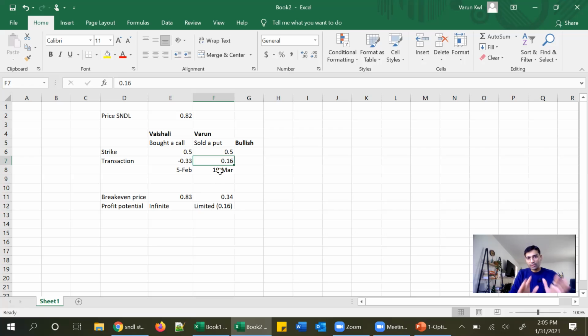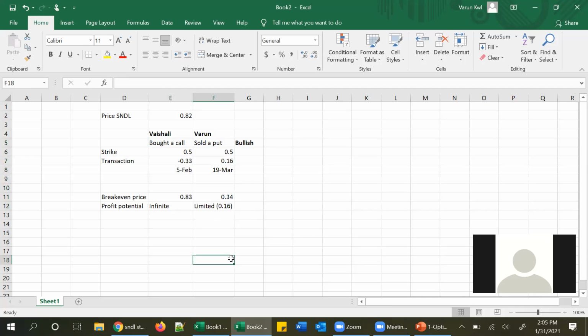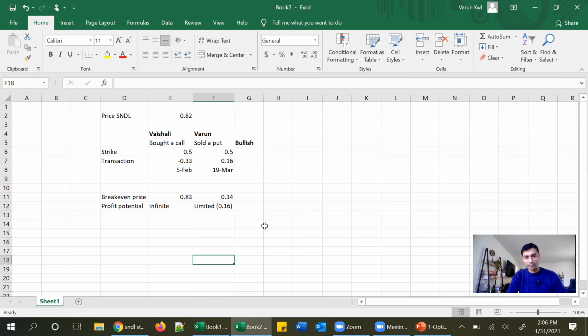Somebody was asking how, in both of these bullish outlooks, we are different. So you can see the difference here. In your case, Varun, you are collecting 0.16 by March 19th. Say you think it is not going to go below 0.5, so let me close my contract before March 19th, on Feb 19th. Do you still get 0.16 or less? I may get less. You have to wait till March 19th to get that 0.16. If I want the total 0.16, I will have to wait.